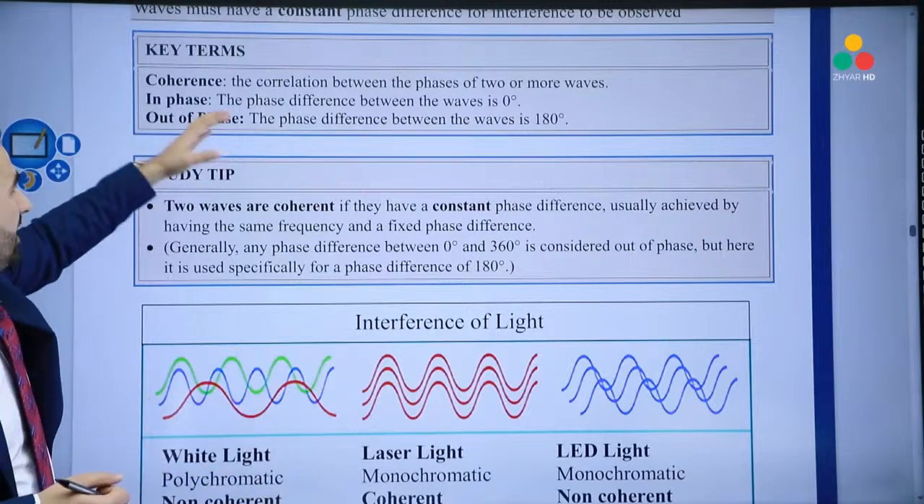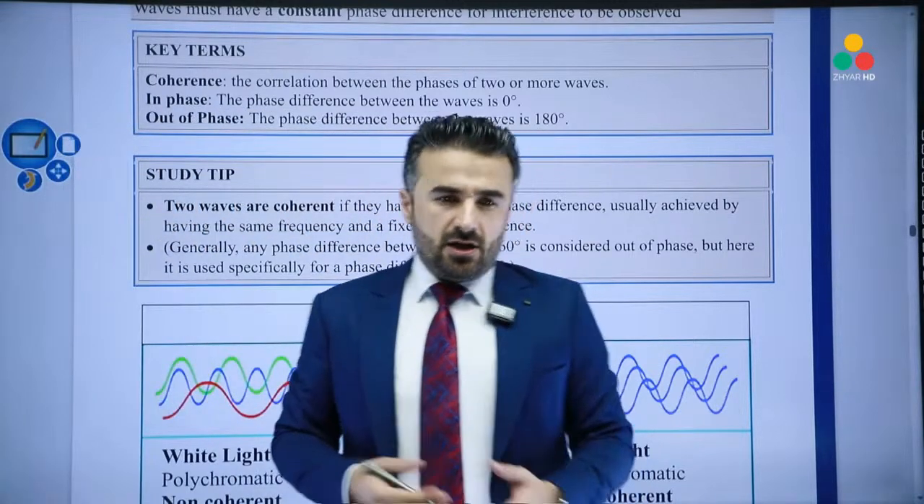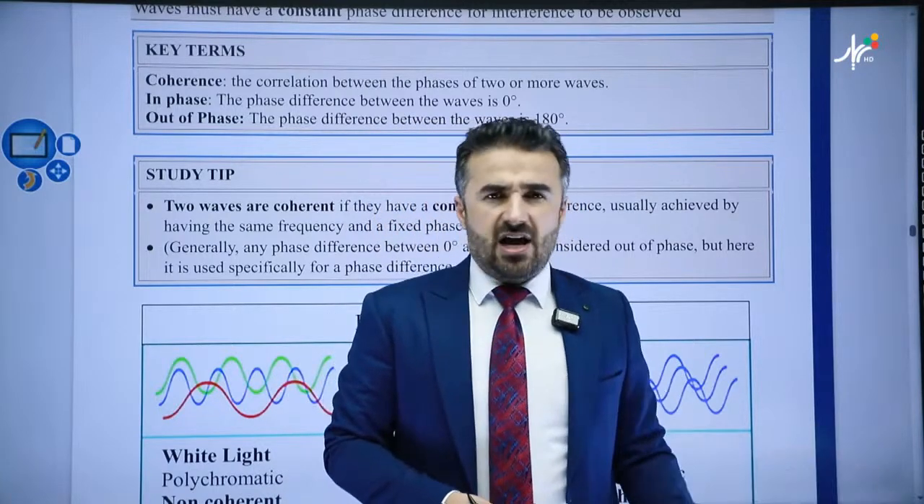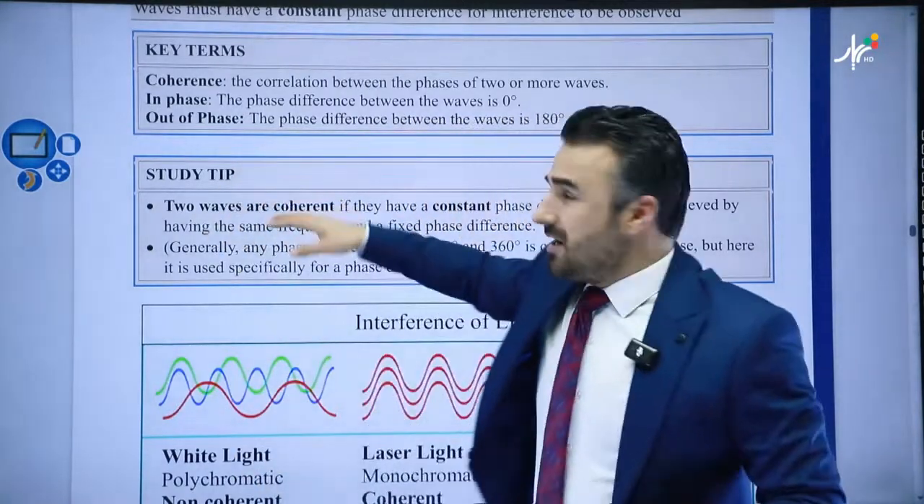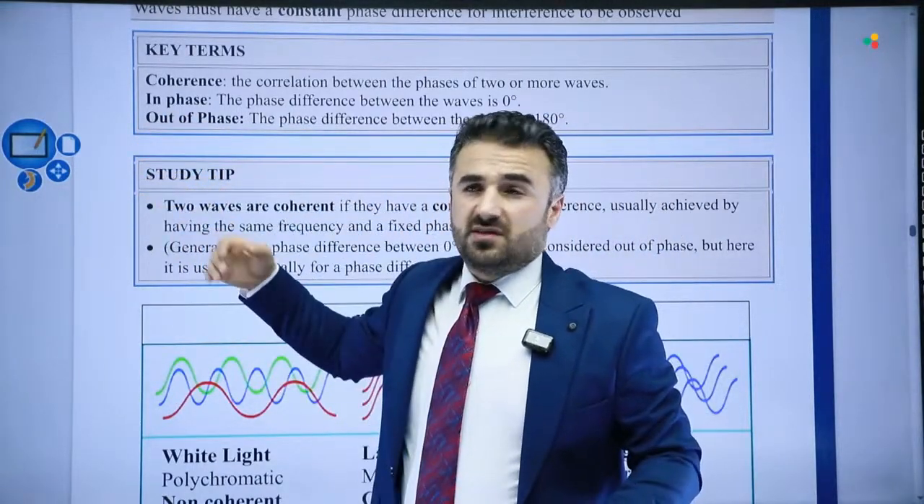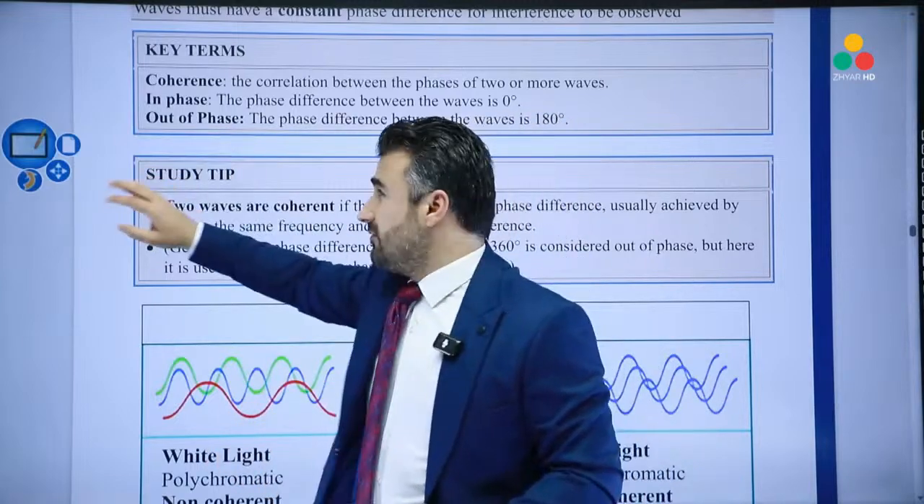We have another term, which we call in phase. The phase difference between the two waves will normally be 0. It could also be 360 degrees, or a multiple of that, but we just go with 0 degrees. When this happens, we call the two waves in phase. Could be more than two waves, but we'll just take two for now.